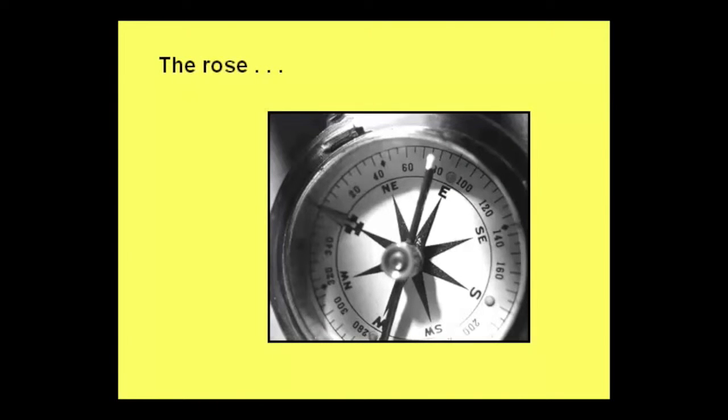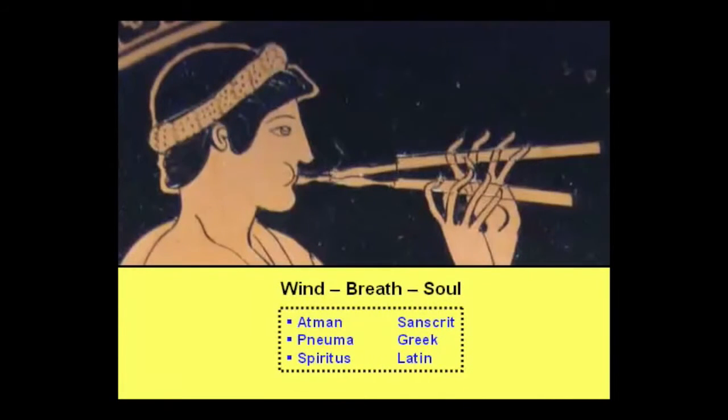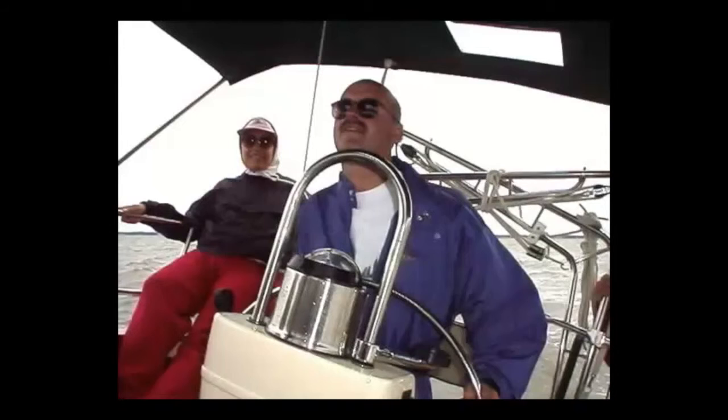The rose has connected the known and unknown, far and near, as a reference system for the sailor defined by the winds. The wind itself goes by several names: Atman, Pneuma, Spiritus. All of them mean wind, breath, and soul. And so what we call the wind occupies not only the air that moves or the sea that cradles, but also the man who responds to the rhythm and flow of the wind and the sea.